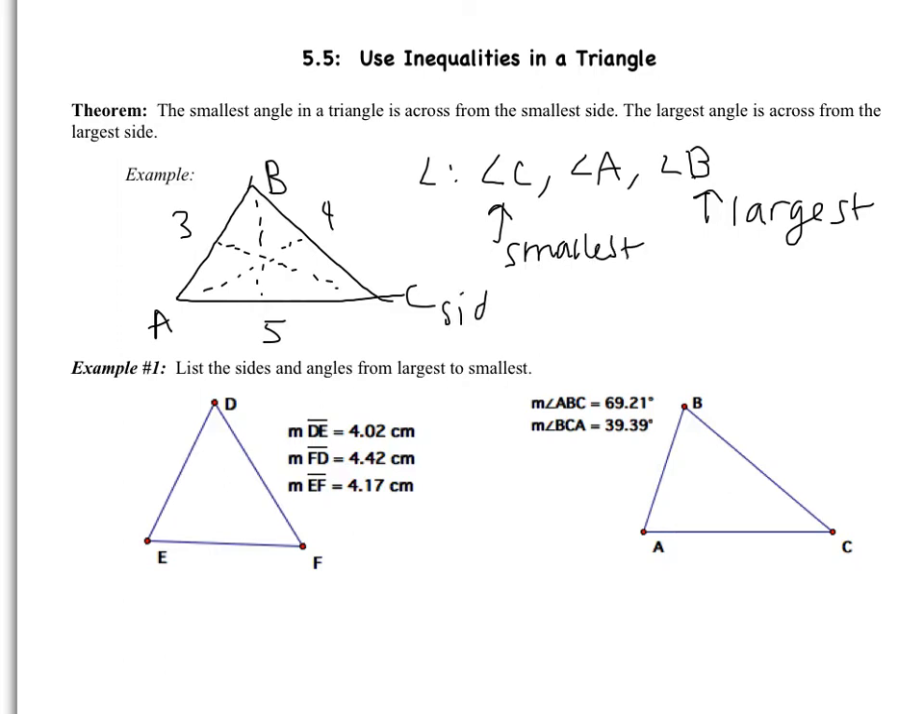And then in terms of sides, that one's a little easier in this case. The smallest side is AB because it's only 3. The second smallest side is BC because it's 4. And then the largest side is AC.